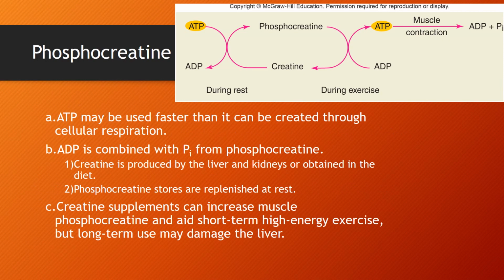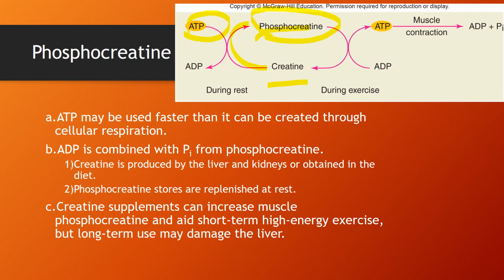With continued exercise, ATP is used faster than it can be created through cellular respiration. So what we have then is ADP combining with inorganic phosphate from phosphocreatinine, okay? The creatinine is produced by the liver and kidneys, or obtained through our diet. And then we have these phosphocreatinine stores, and that's going to produce this extra ATP that we need when we're undergoing exercise.